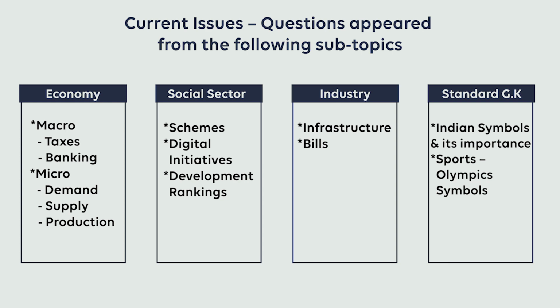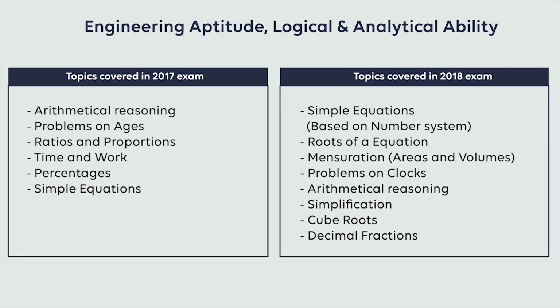Then of course sports related questions. Nobody is going to ask you who has won this medal and so on, no. They would ask questions related to the significance of that, let's take for example Olympic sports or Olympic symbols and so on. Let's come to the second topic, engineering aptitude, logical and analytical ability. These are the various subtopics from which questions were asked.